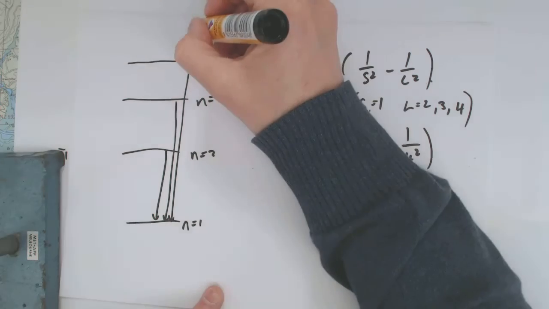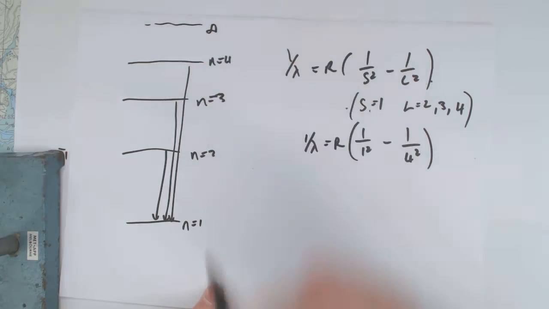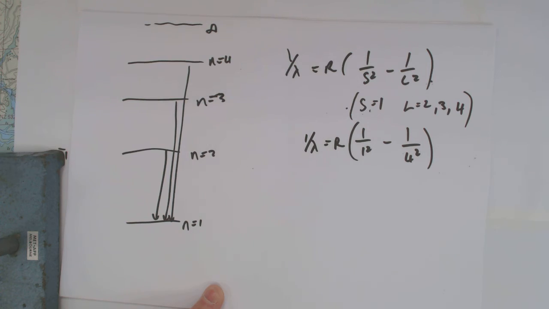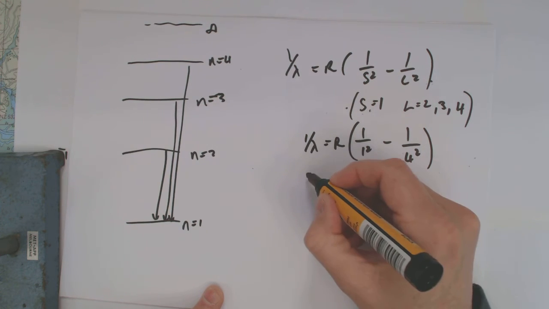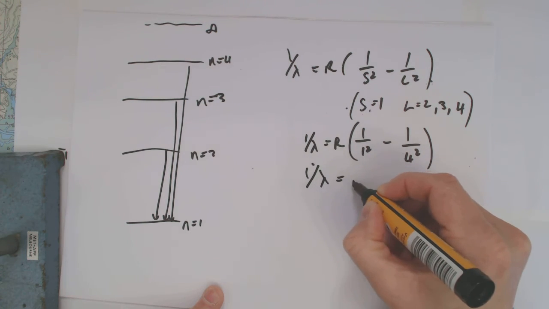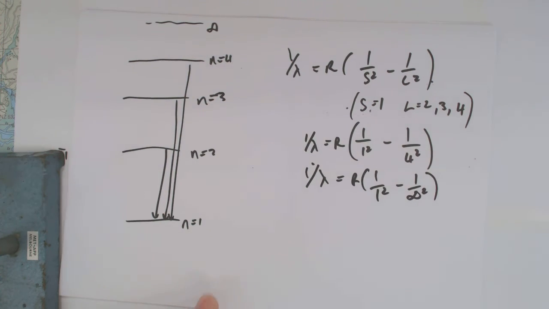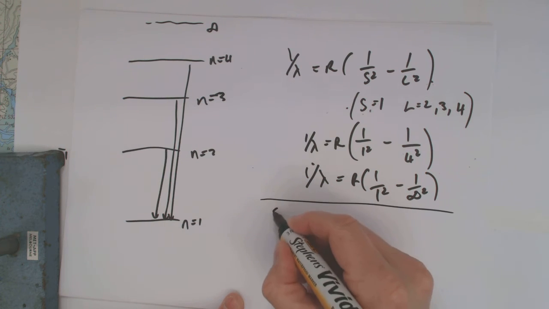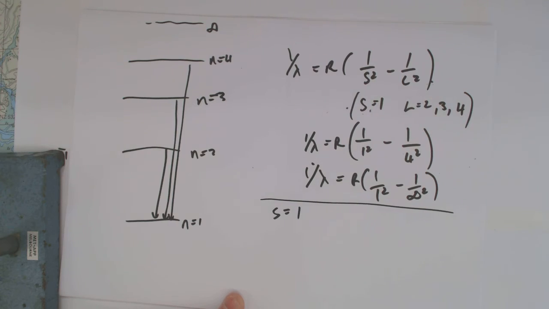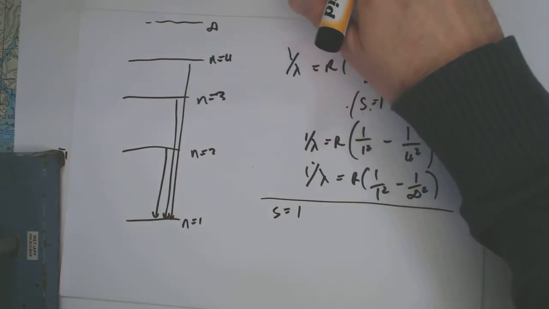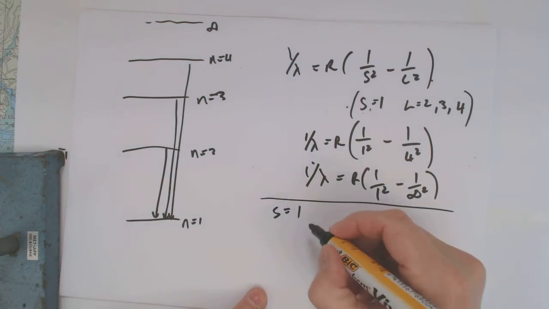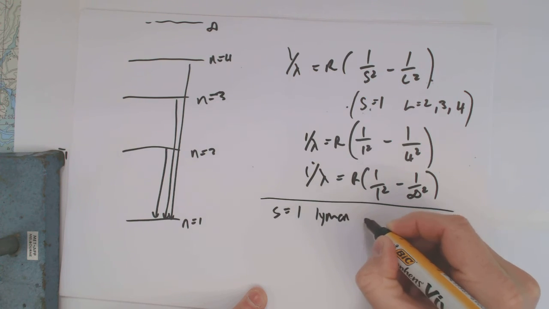Now, we could also come up to infinity and calculate that. That would be the biggest energy that we could do. It does converge, and 1 over infinity squared is obviously 0, so we can calculate that line. This series, though, is a little higher in energy. So when s equals 1, we get this series, which we call the Lyman series, and it's ultraviolet, being a little higher in energy.